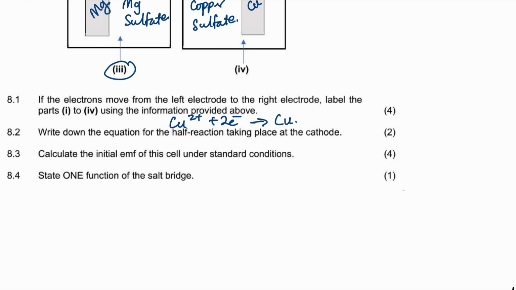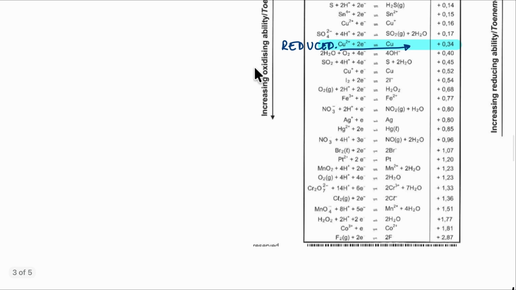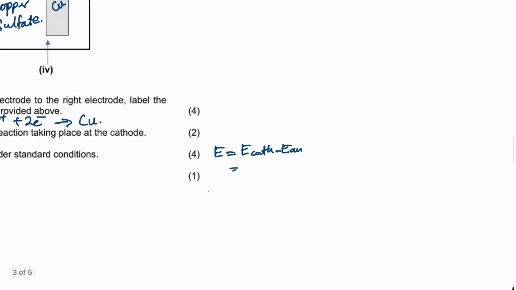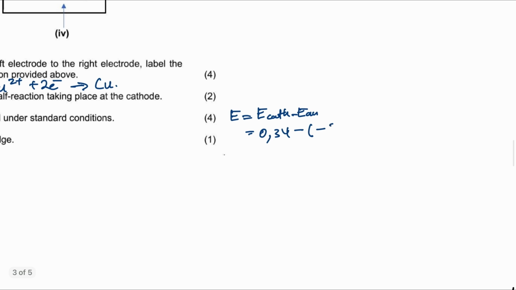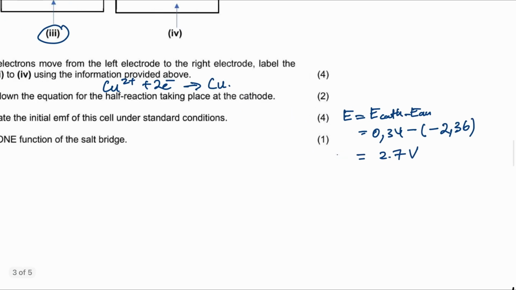Question 8.3, calculate the initial EMF of the cell under standard conditions. EMF is equal to E of the cathode minus E of the anode. At the cathode, the value is 0.34. So 0.34 minus 2.36. And that gives us a value of 2.7 volts.